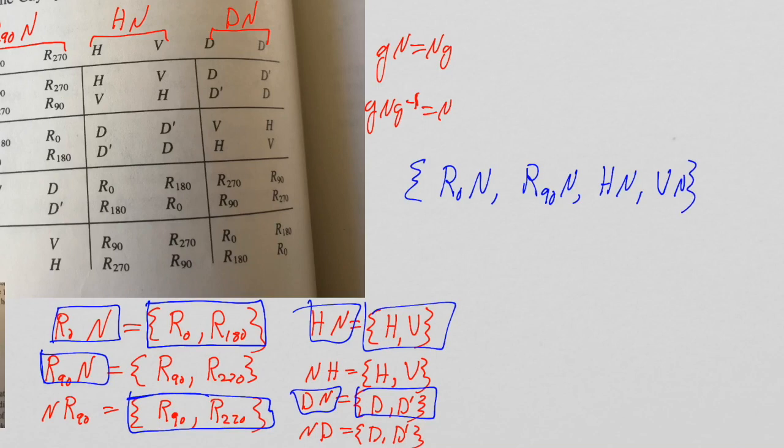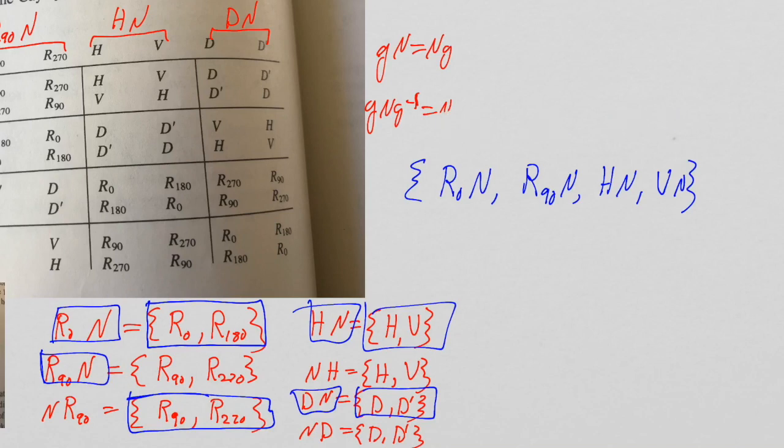Now understand these are all sets, right? I'm now having a set of sets. And the other thing is I could have said NR0 and NR90 and NH and NV in this case, because N is normal, those are the same, right? There's no difference.